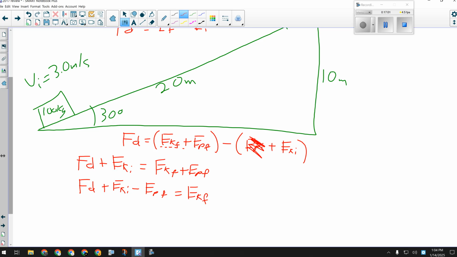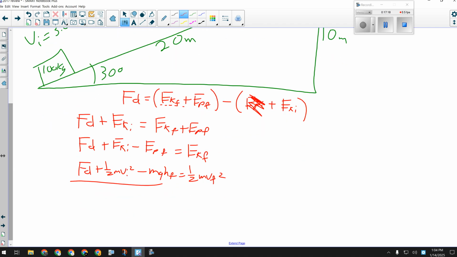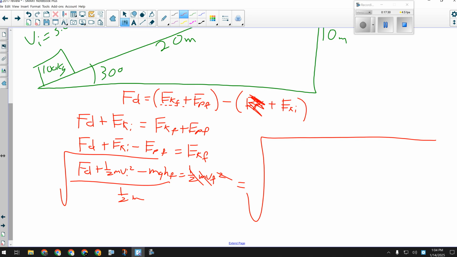Now I've got to plug my numbers in. So I'm going to have force times distance plus 1/2 m v_i squared minus m g h_f equals 1/2 m v_f squared. Can I get v_f by itself now? Yeah. Divide both sides by 1/2 of m and square root. So a fair amount of algebra here, but the concept's fairly straightforward.